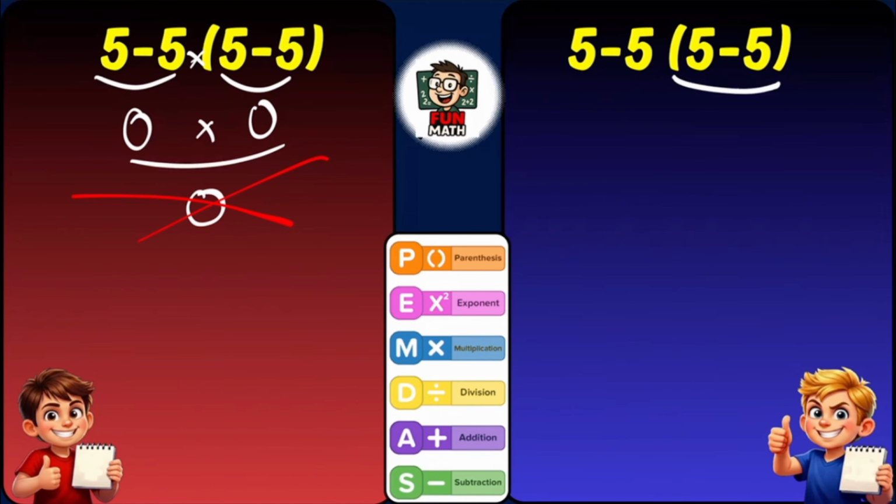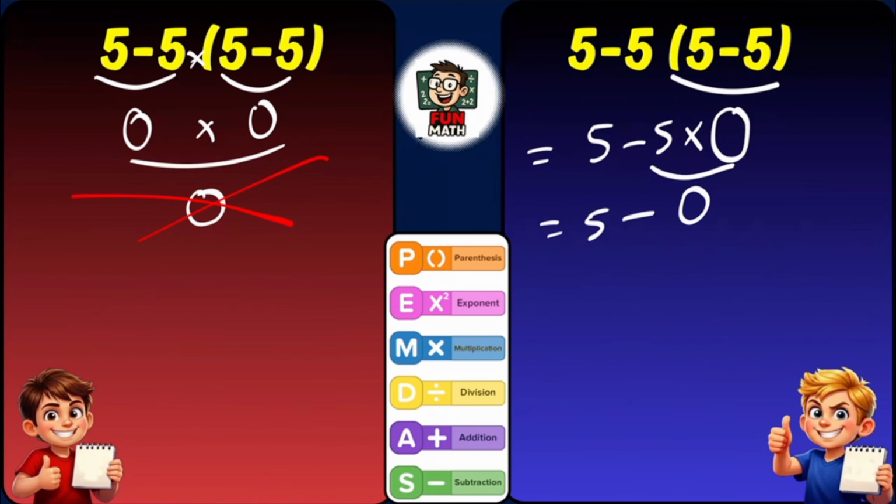First, parentheses. 5 minus 5 equals 0. Now there are subtraction and multiplication. First, multiplication. 5 times 0 equals 0. Finally, subtraction. 5 minus 0 equals 5. The correct answer will be 5.